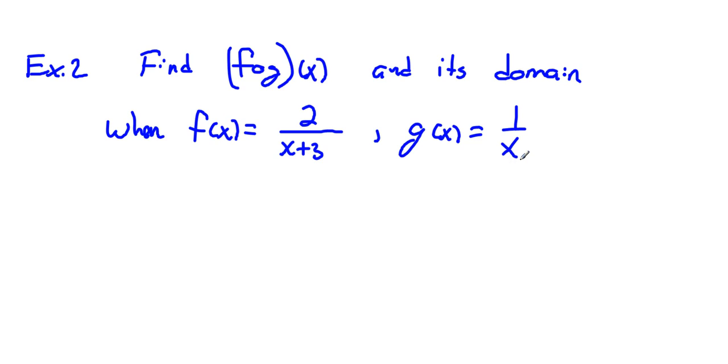Okay, so f of x is 2 over x plus 3, and then g of x is 1 over x. Okay, so we've got to find f of g of x, and again, the way this thing is written with f of g of x, in my mind I'm thinking that I've got to plug g of x into f of x.